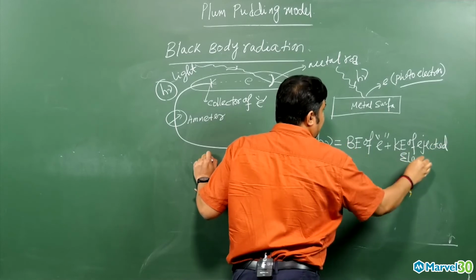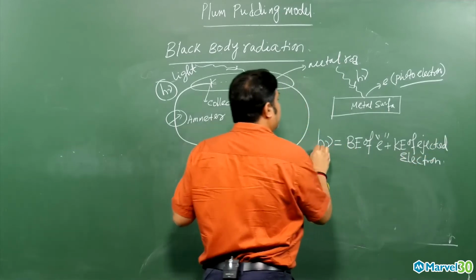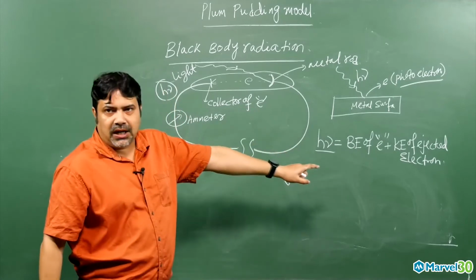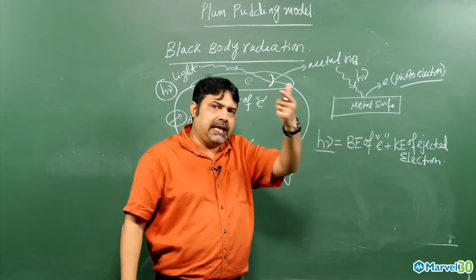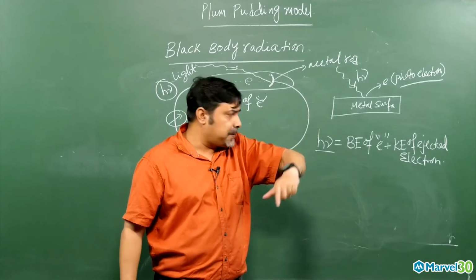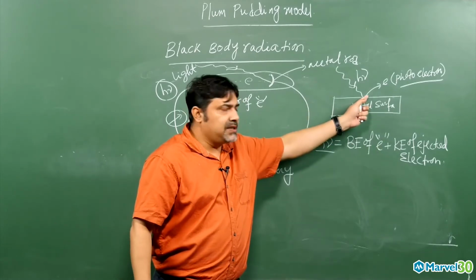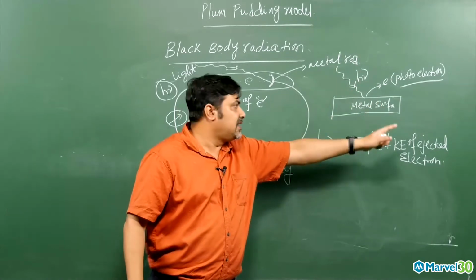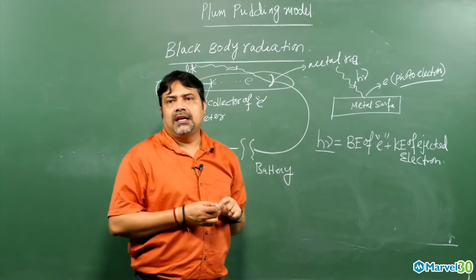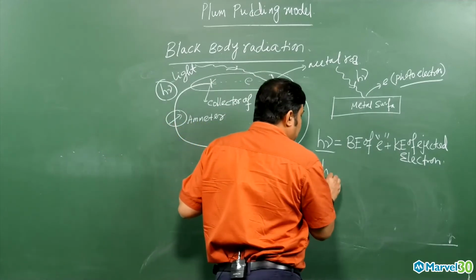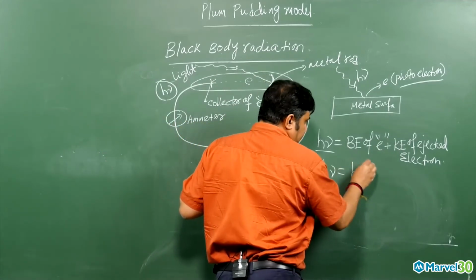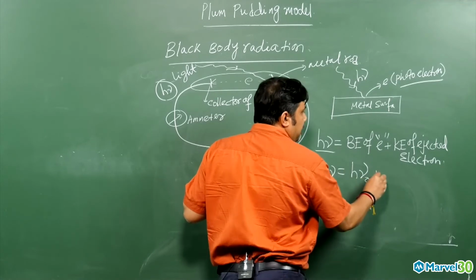That means two works it will do. So whatever the photon energy you are supplying, what it will do? First, it will supply the binding energy of the electron to remove the electron from the metal surface. After removing, what will happen? This electron will get accelerated, and that is called the kinetic energy of the ejected electron. Now this binding energy of electron will be given by h nu 0 plus kinetic energy.